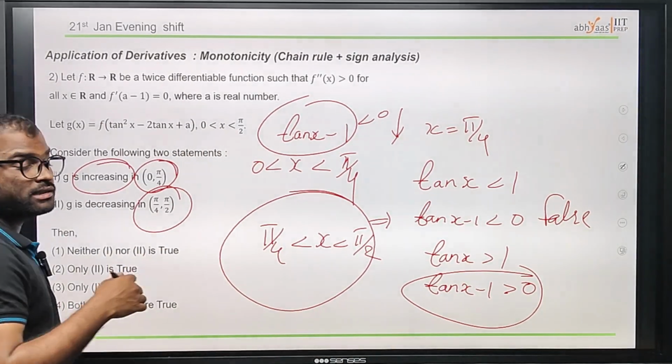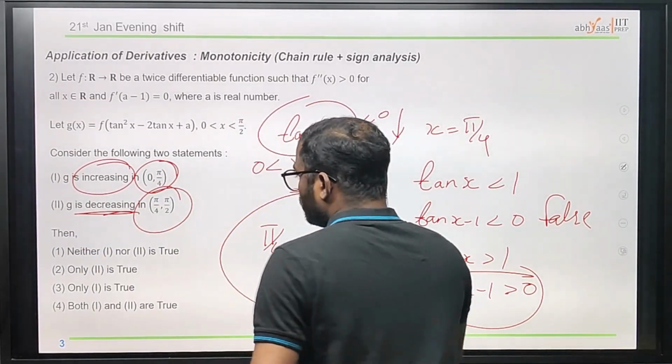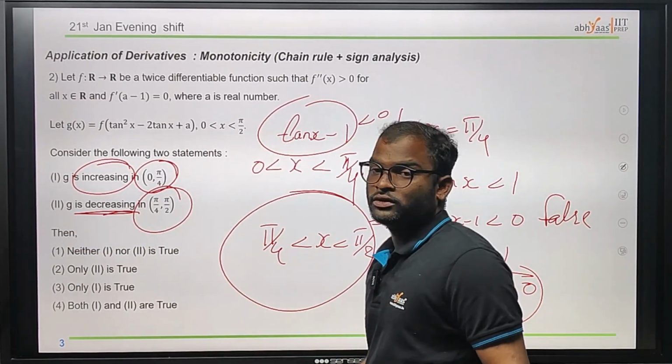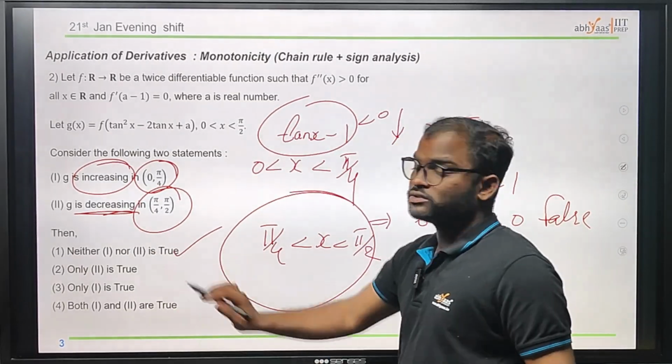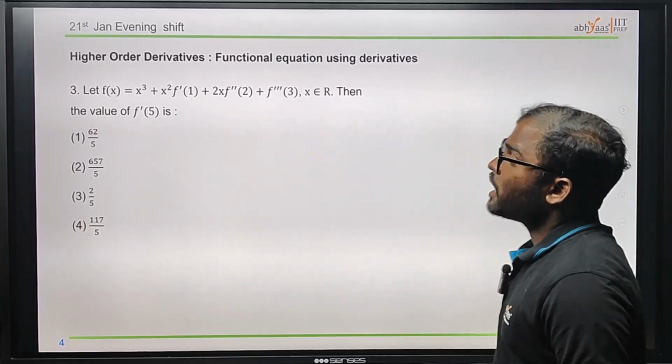That means it is increasing, but they said decreasing. Therefore by this we can say neither 1 nor 2 is true, which means the first option is the correct answer. Coming to the next question, we have one on higher order derivatives.